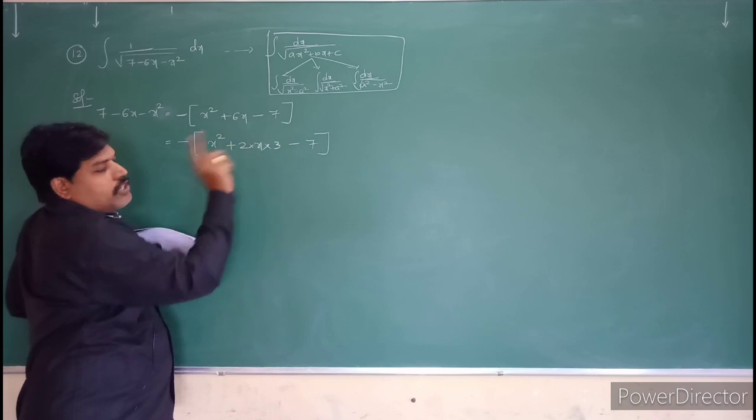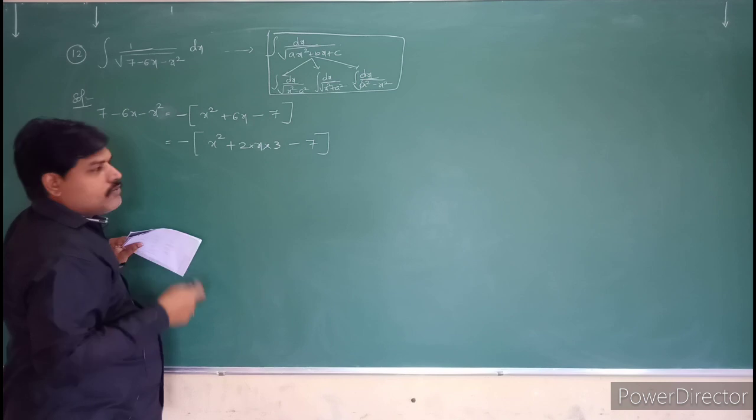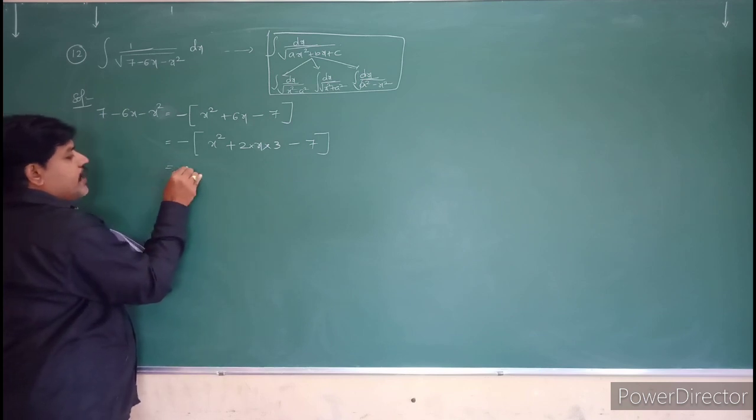6 by 2 it will become 3. Are you understanding that? Nothing will happen. So multiply and divide with 2. Why did I do this? So why did I do it like this?